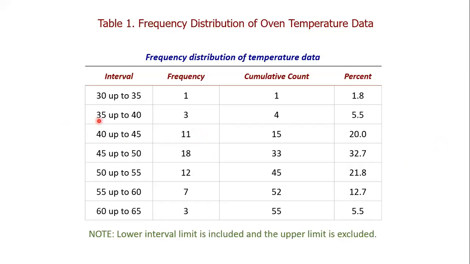So how many data are between 35 and 40? Just look at this note. The lower interval limit is included, and the upper limit is excluded. It means that 30, 31, 32, 33, and 34 are in this interval. 35, 36, 37, 38, and 39 are in this interval. And 40 up to 44 are in this interval, and so on and so forth. So we count how many recorded data are between 40 and 44, how many are between 45 and 49, and so on. This is the frequency table that we have.